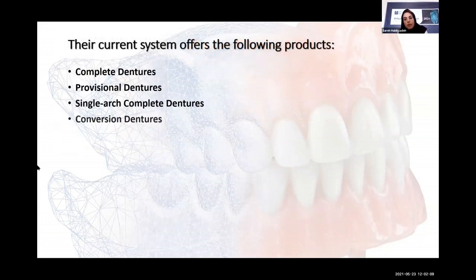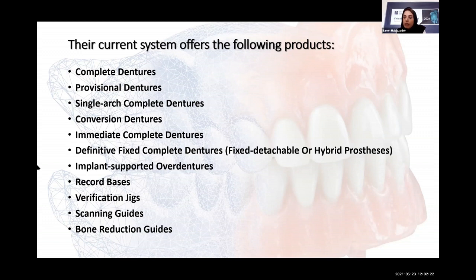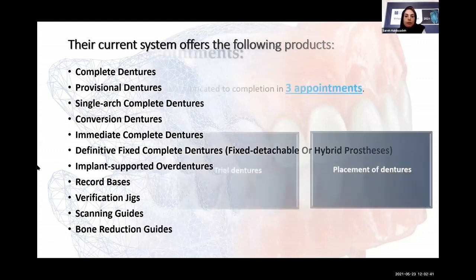The advantage of this system is that it can provide us with several prostheses. So with only one clinical session, you can have a complete denture, a provisional one, single arch complete denture, a conversion denture. You might have immediate or hybrid prostheses made, implant supported overdenture, even record bases, verification jigs, and also radiographic and surgical templates. So this is quite advantageous because with only taking one impression, we can have all these prostheses made.